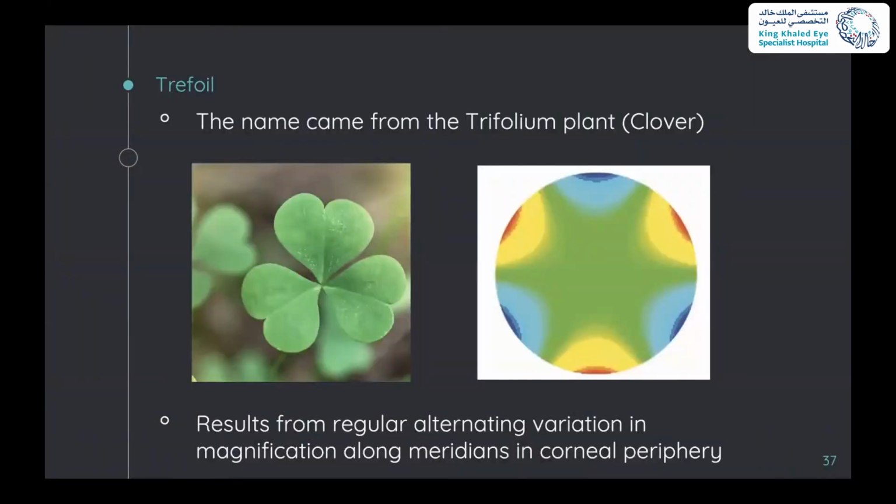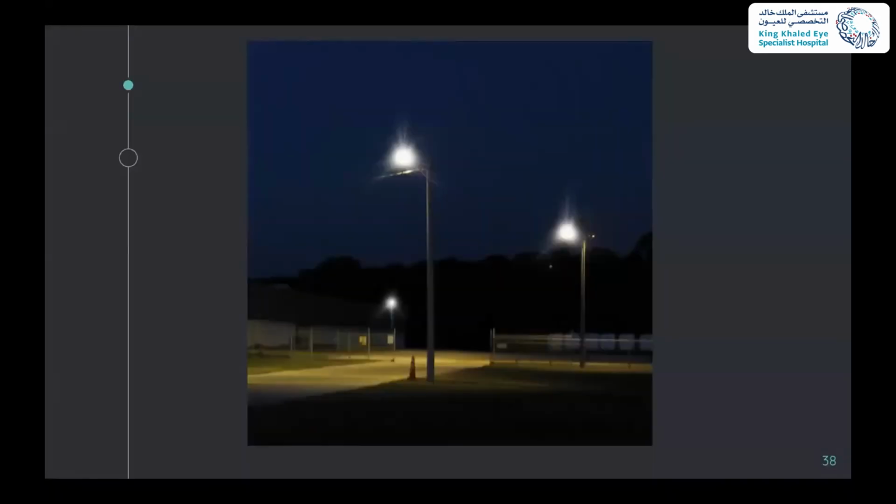The third type of high order aberration is the trefoil, and it looks like this plant. Exactly. What we mean by the trefoil is more or less irregular alternating magnification along the different corneal meridians. This is a bit steeper, this is a bit flatter, this is steeper, this is flatter. So we get exactly the same look as the trefoil plant. And this is exactly how the patient sees them. This is exactly how a patient with a trefoil sees the light.